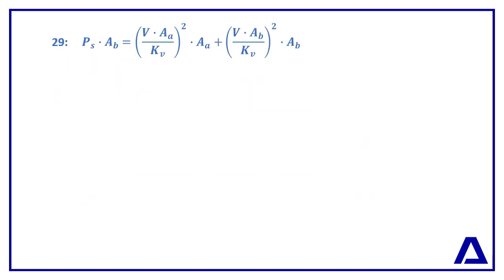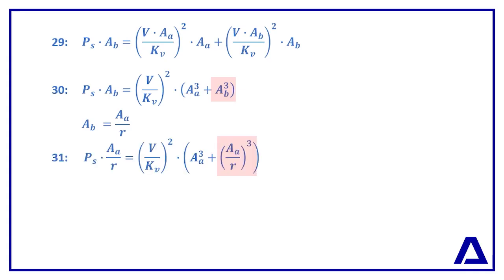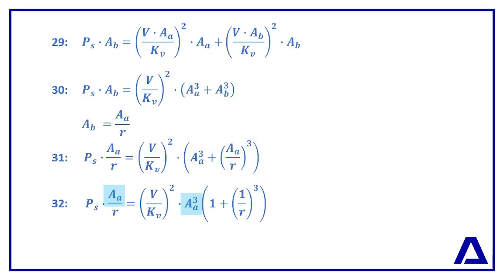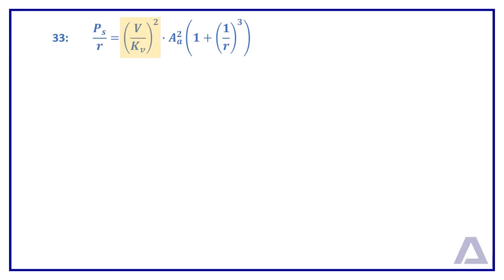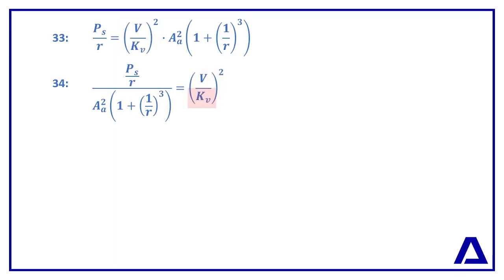Collecting terms from equation 29 gives the equation with area A cubed and area B cubed. Again, we substitute area B with area A divided by R to give equation 31. Now we start solving for V by pulling out area A cubed, then dividing both sides by area A to get equation 33. From equation 33, we isolate V over KV squared, then multiply by the valve constant squared, then take the square root, and we have the retracting velocity.